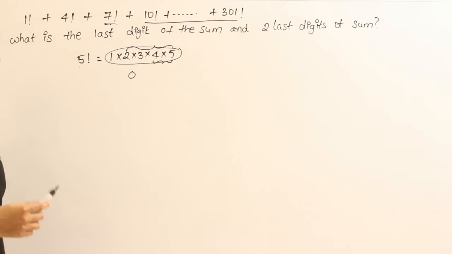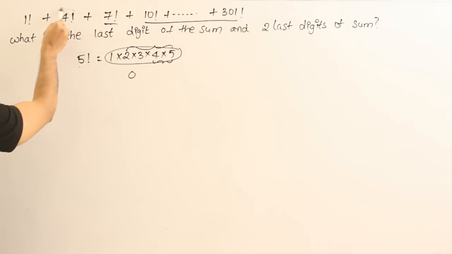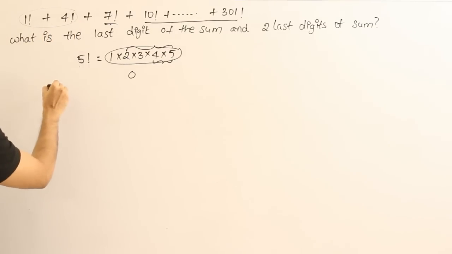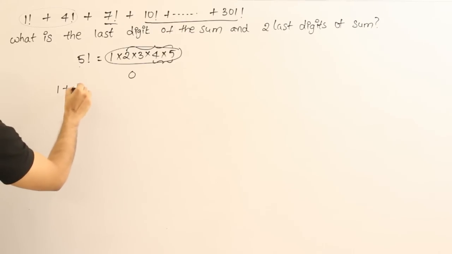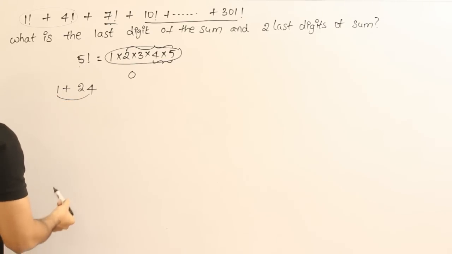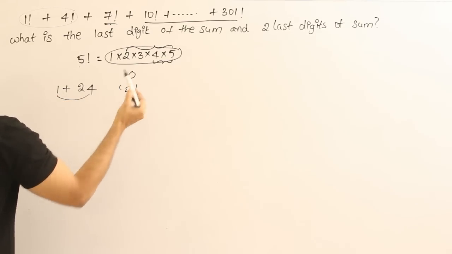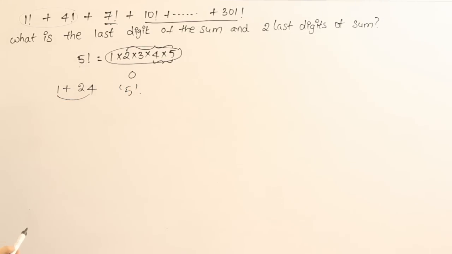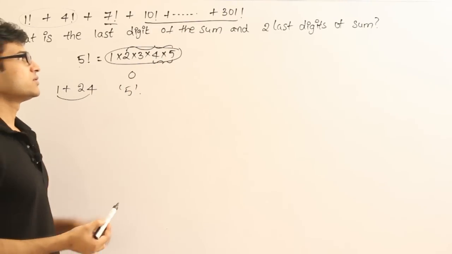So the only thing that affects the last digit is 1 factorial plus 4 factorial. 1 factorial is 1, plus 4 factorial is nothing but 24, since 2 into 3 into 4 is 24. Therefore the last digit is going to be 1 plus 4, which is 5. Simple, right? And now we are supposed to find out the last two digits of the sum.